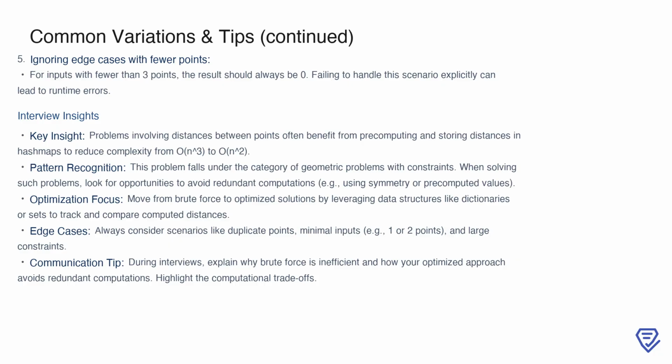Shifting focus to interview insights, one key takeaway is that problems involving distances between points often benefit from pre-computing and storing distances in hash maps. This approach can significantly reduce complexity, bringing it down from O(n cubed) to O(n squared). Additionally, recognizing the problem's pattern is helpful. It belongs to the category of geometric problems with constraints. These often offer opportunities to avoid redundant work through techniques like symmetry or pre-computing values.